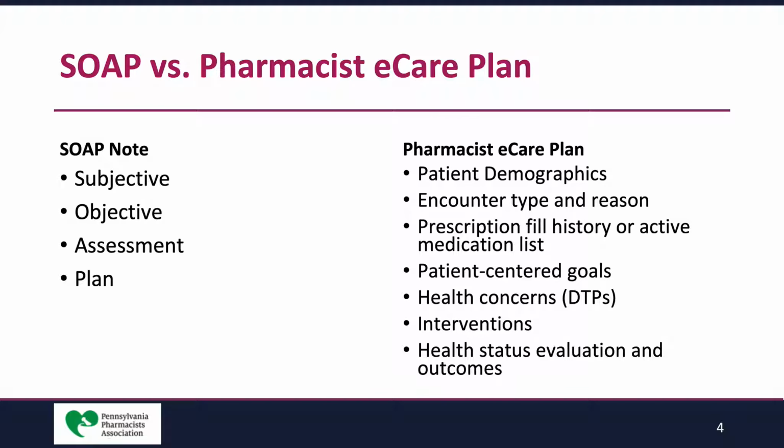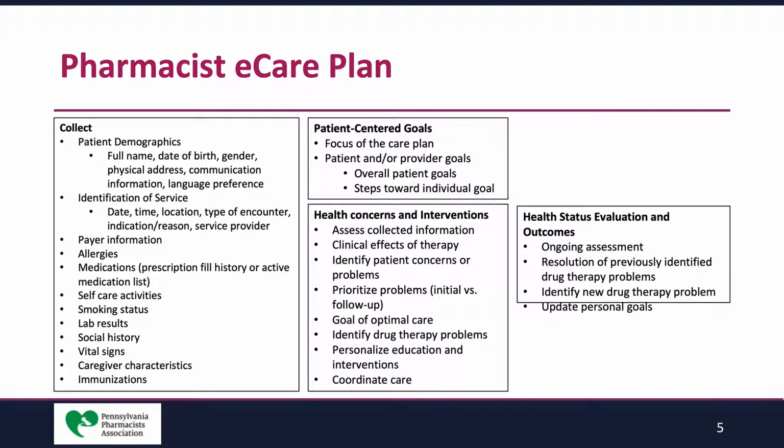Health concerns. We also document in the e-care plan any drug therapy problems we identify, whether it's drug therapy problems related to the effectiveness of the drug, whether it's the adherence or the safety. We document in the e-care plan what was the intervention, who do we contact, and we can document the health status of the patient by documenting objective and subjective data and listing the outcomes of what occurred. An e-care plan has four main areas.